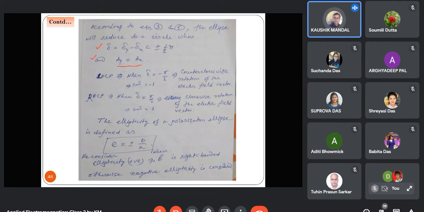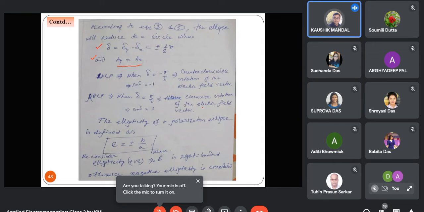Next, we have to consider the sense of circular polarization, that is, when it will be LHCP and when it will be RHCP. For LHCP, delta will be minus pi by 2, which means sin delta will be minus 1. You can check it from equation number 3. So it will be counterclockwise rotation of the electric field vector. If it is RHCP, then delta will be plus pi by 2. That will be the case of clockwise rotation of the electric field vector. The eccentricity of the corresponding polarization ellipse can be defined as E equal to plus or minus B by A.